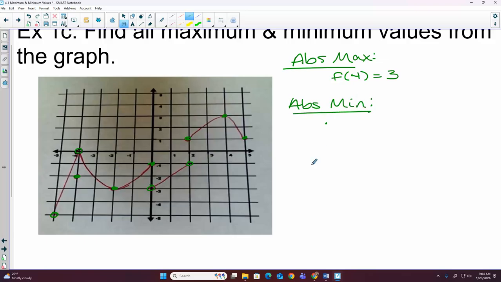The absolute min, the absolute lowest. The lowest my graph ever hits is down here. But what kind of circle is that? Open. So is that an actual point on my graph? No. So do we have an absolute min? I can't tell you the closest point to that. You could always get closer. So if it's an open circle, there just is none.